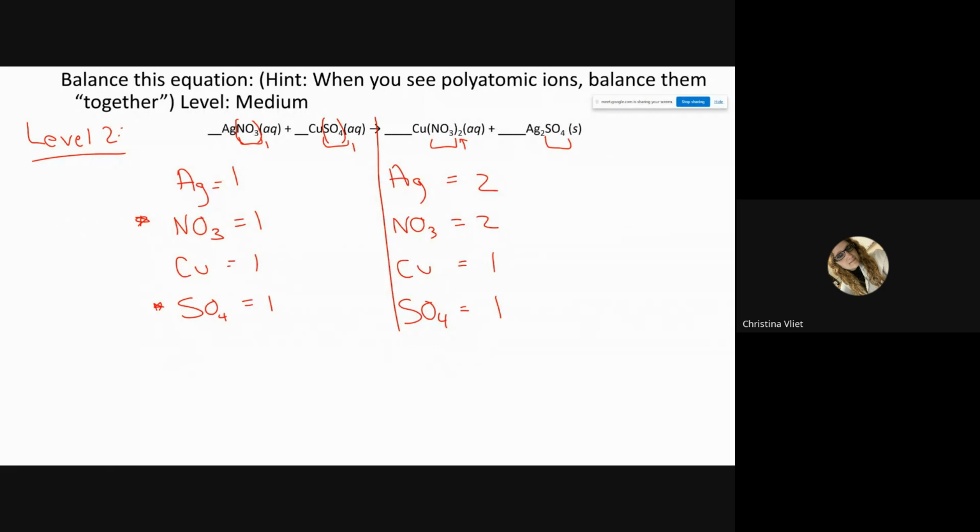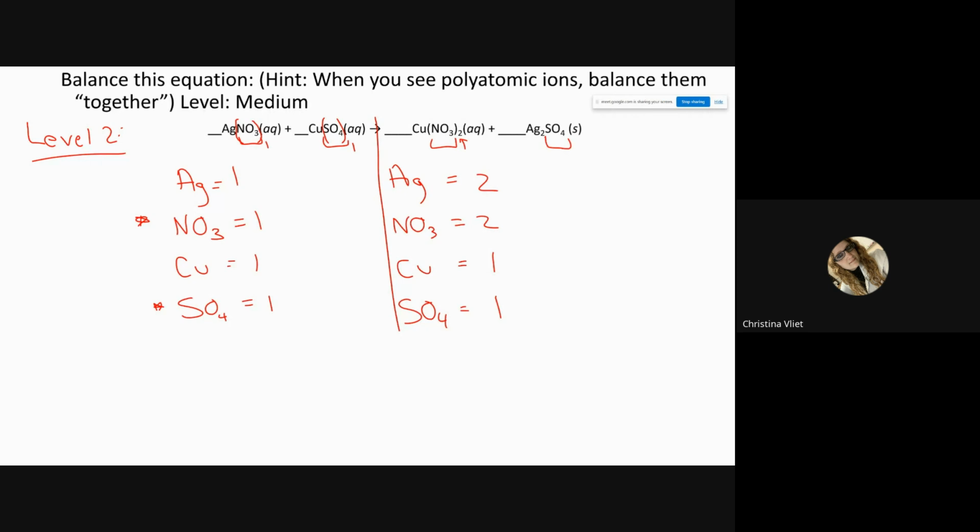So notice here, you could either change the reactant side to the product side or the product side to the reactant side. You're not looking reactants to products or products to reactants. You're looking smaller to larger. You want to change the smaller amount to the larger amount, whatever side that happens on. Silver, change 1 to 2.